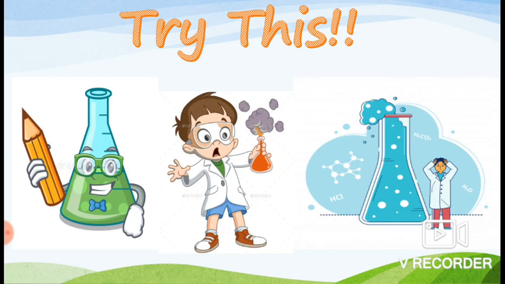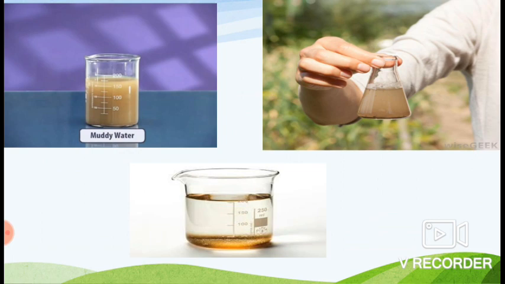Now try this. Oh, all 4th standard students have become young scientists. Now let's try this. Take some muddy water in a big beaker. If you don't find muddy water, then you can make water muddy by adding soil, pieces of dry twigs, leaves, etc. to the water. And now what we will do, we'll allow this beaker to stand still for 4 to 5 hours. And after 4 to 5 hours, what do you see?